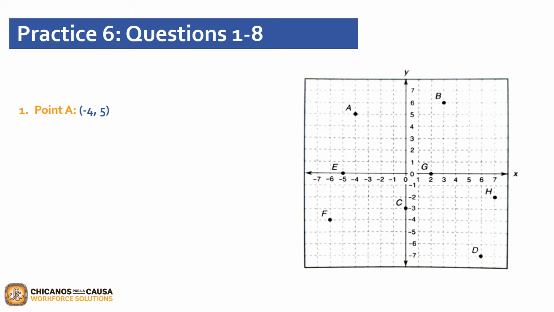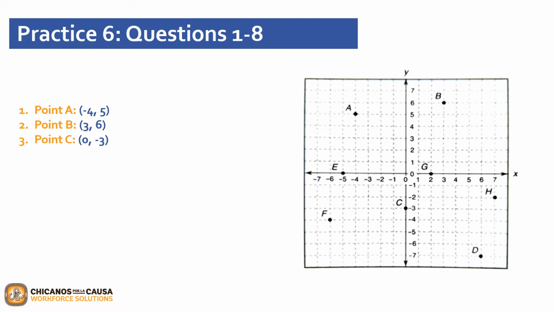Letter B. We can see that B is 3 spaces to the right of the origin and 6 spaces up along the y-axis. This means that the ordered pair is 3, 6. Letter C. We can see that letter C is actually along the y-axis, but it really doesn't move along the x-axis. So what that means is that the x-coordinate, or the first number of the ordered pair, is going to be 0. However, then you're going to move down 3 spaces along the y-axis, which means that the ordered pair is 0 and -3.